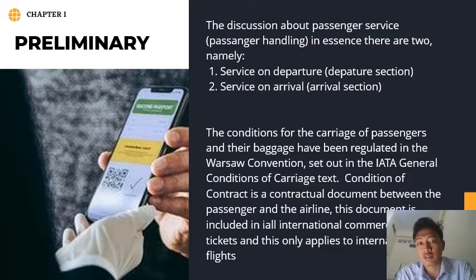And yes, we have a discussion about passenger service. In essence, there are two: service on departure, at the departure sections, and the second is service on arrival, at the arrival sections. The conditions for the carriage of passengers and their baggage have been regulated in the Warsaw Convention, set out in the IATA General Conditions of Carriage.